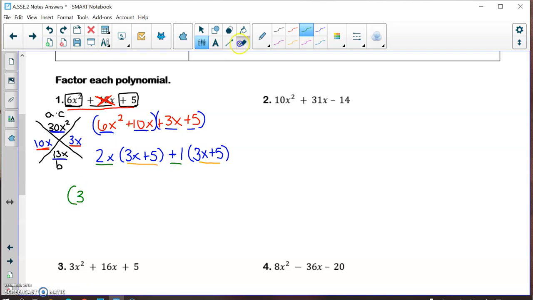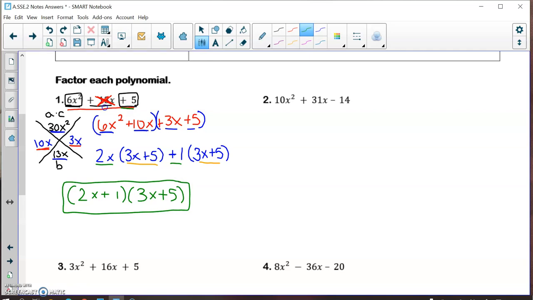All right, so one of your binomials is going to be the stuff on the outside of your parentheses. So that's a 2x plus a 1. Your other binomial is just going to be one set of those parentheses, which is a 3x plus a 5. And this is now fully factored. If you wanted to check your factored form, you could always FOIL out your answer to see if you wind up with your original problem.